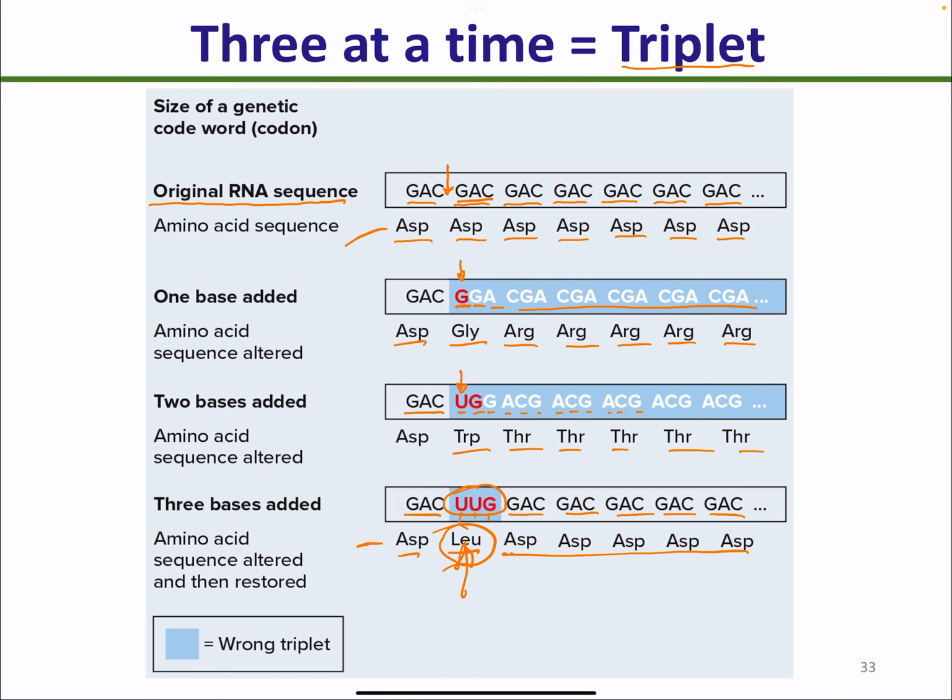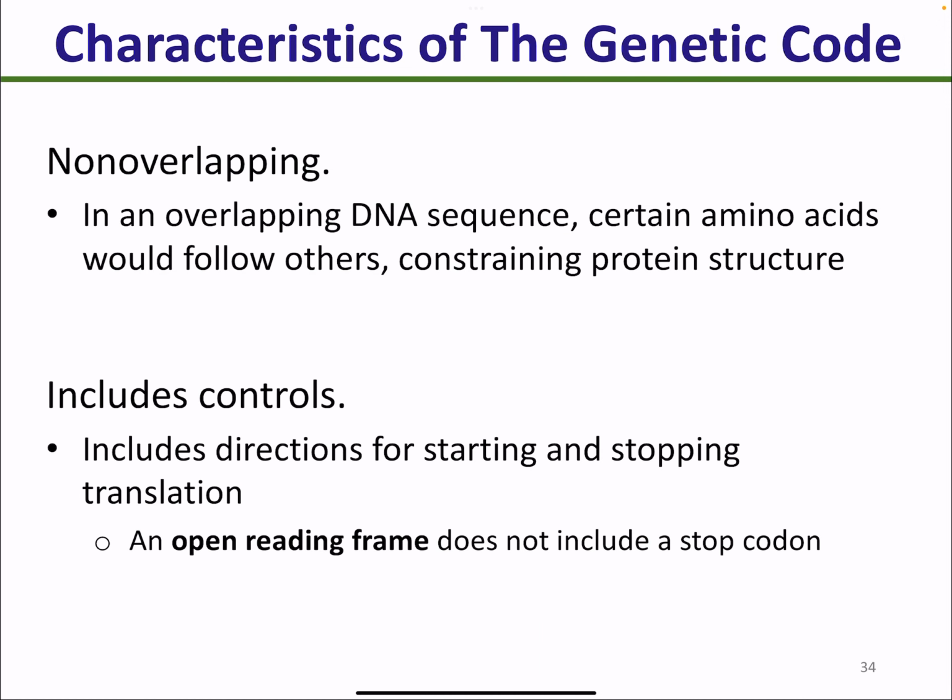Please remember that. Okay, so what researchers were also able to show is that the genetic code is not overlapping. The genetic code is not overlapping. It's actually 3 nucleotides, one after another, right? Which means that this is going to make the reading much easier.